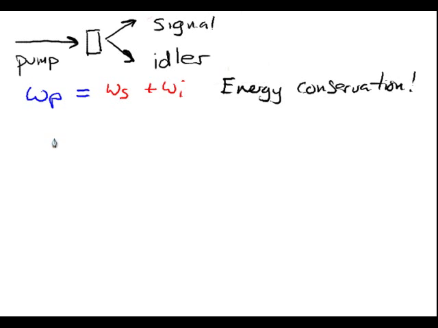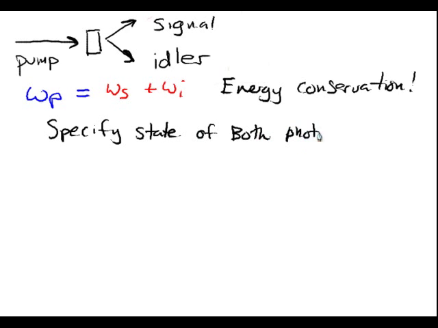What we need to do now is specify the state of these two photons. So we've talked about single photon states before, but now we're going to look at two photon states. In particular, we could say that the signal photon, let's say, is in the horizontal state, and the idler photon is in the horizontal state. So we label these with a subscript. That's a reasonable way to do that. S for signal, and I for idler.